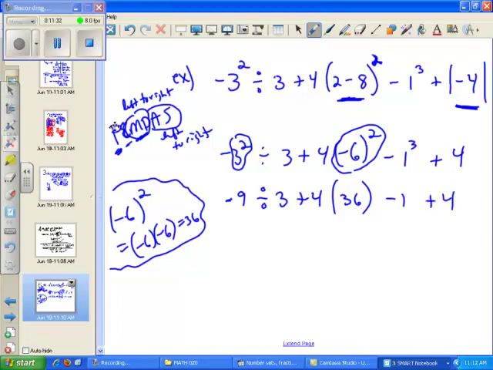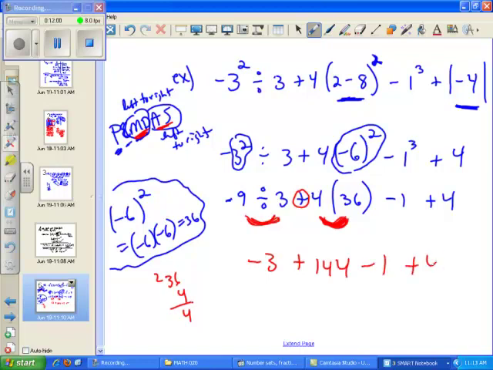All right, now PEMDAS says that you have to take care of multiplication and division before addition and subtraction. So this is going to dominate, and this is going to dominate. And we'll just save these additions and subtractions until the end. So negative 9 divided by 3 is negative 3 plus, and we want to take care of this, 4 times 36. So whatever 36 times 4 is, which is 144, and then minus 1 plus 4.